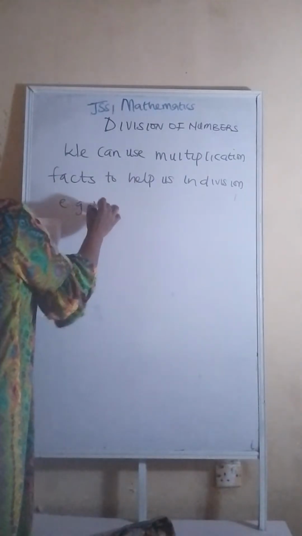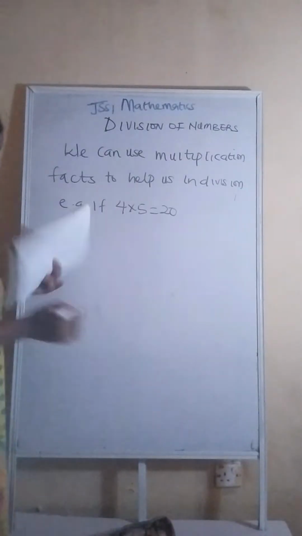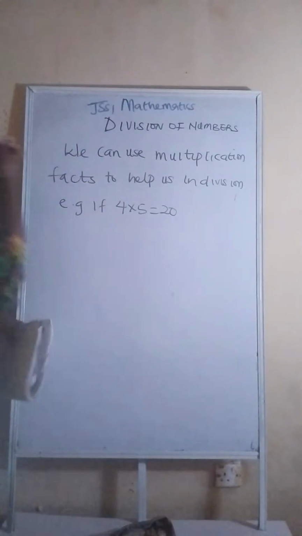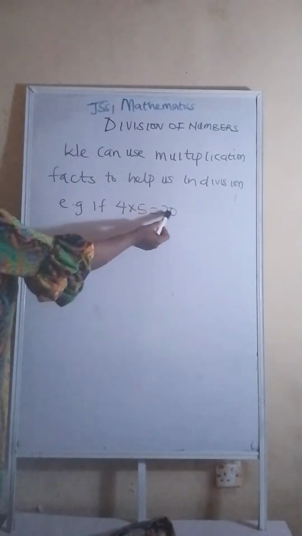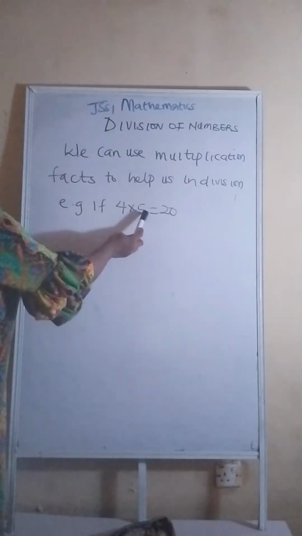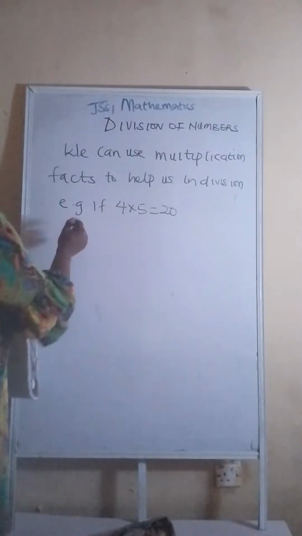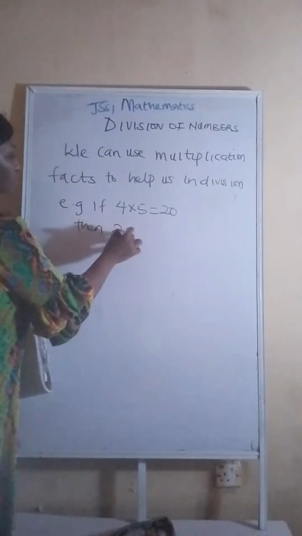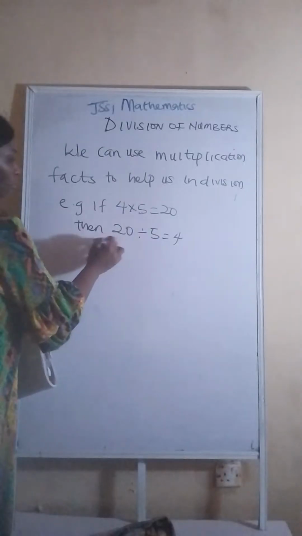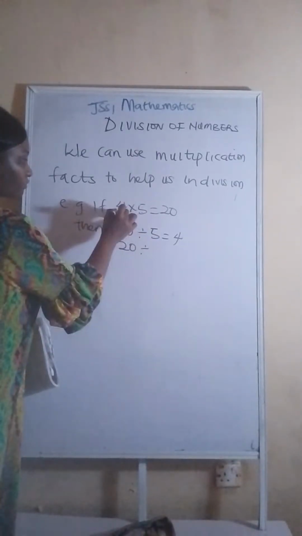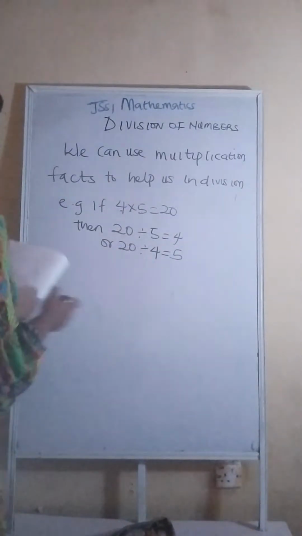For example, if 4 times 5 is 20. Now, this is multiplication. So they say we can use multiplication facts to help us in division. So if, for instance, 4 times 5 is 20, automatically 20 divided by 5 is 4, or 20 divided by 4 is 5, okay? Then 20 divided by 5 will give us 4, or 20 divided by 4 will give us 5. You see? It's that simple. So now let's continue.